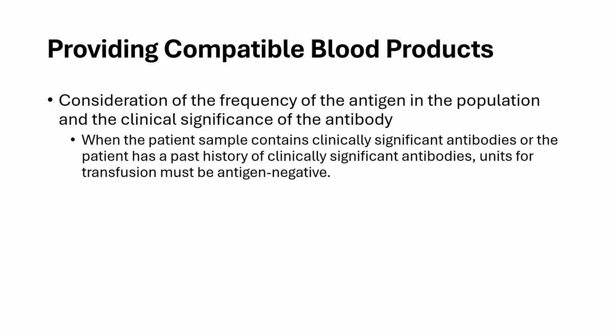We have to consider the frequency of the antigen in the population for blood products and their compatibility. The likelihood of finding compatible blood depends on how common or rare the antigen is. We also need to know the clinical significance of the antibody. Only antibodies that are known to cause transfusion reactions or hemolysis are considered significant. For transfusion practices, if the patient's serum contains clinically significant antibodies, or if there is a history of such antibodies, transfused units must be negative for the corresponding antigen to prevent reactions. This ensures safe transfusions and avoids alloimmunization or hemolytic reactions.